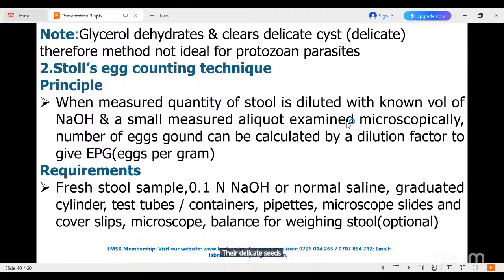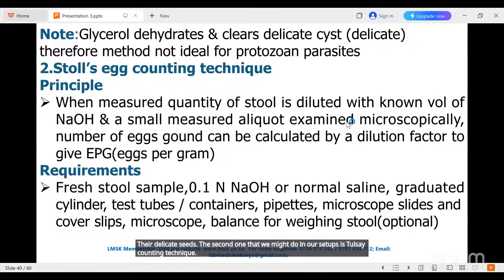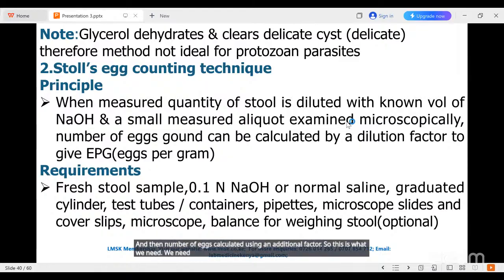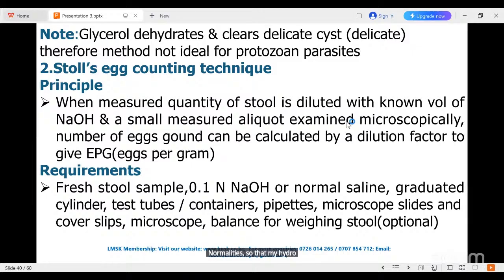The second technique that we might use in our setups is the stool egg counting technique. A measured quantity of stool is related to a known volume of 0.1 normality potassium hydroxide or sodium hydroxide. A small measured aliquot can be examined, and the number of eggs calculated using a multiplication factor. So what we need is a fresh stool sample, 0.1 normality sodium hydroxide, normal saline, cylinders, pipettes, microscope slides, a weighing balance, etc.